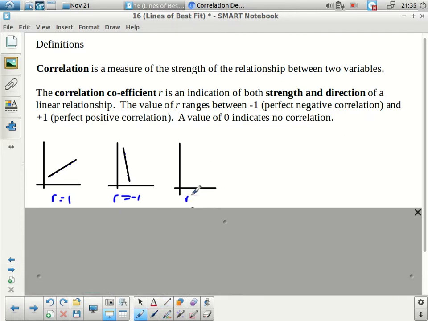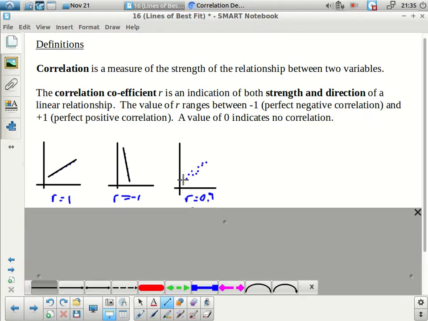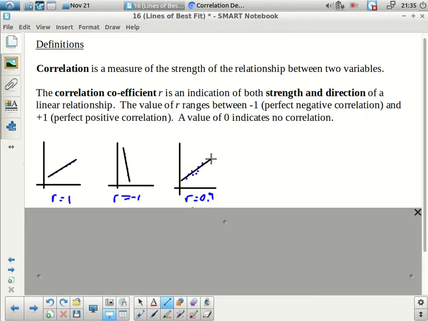For example, if my R was maybe 0.9, a little less than 1, then it would be moving upward, but it wouldn't be perfectly straight. Pretty close, but not perfect. Maybe something like that. When I draw my line of best fit, the points are really close to it, but they're not perfect. As this value gets smaller and smaller, it would get worse and worse.